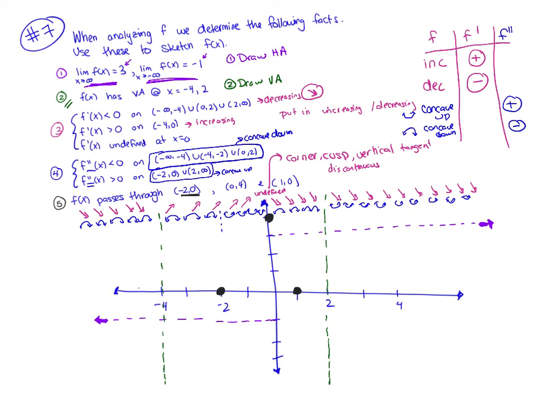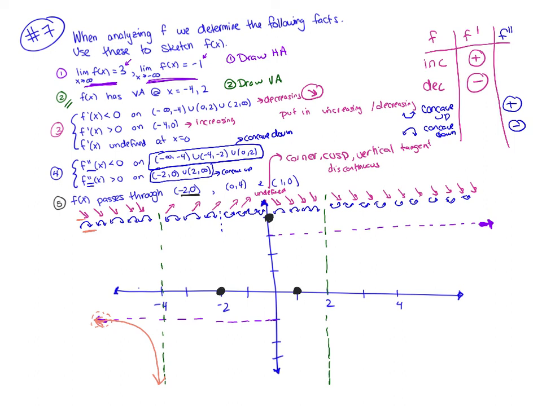And now I just need to see if I can connect all of this information to draw a nice graph. So I should start at my asymptote, and I need to go concave down, decreasing. So I'm going to be decreasing concave down towards my next asymptote. So asymptote to asymptote, decreasing concave down.